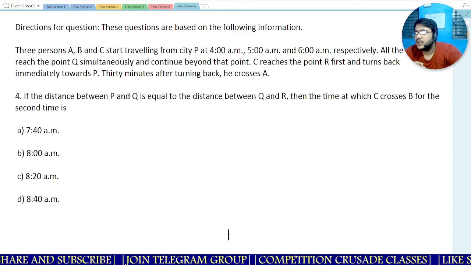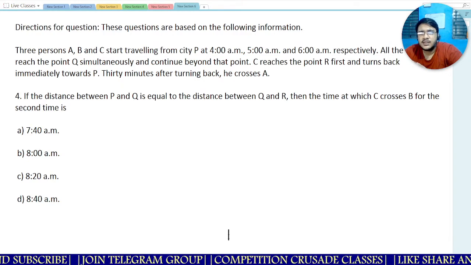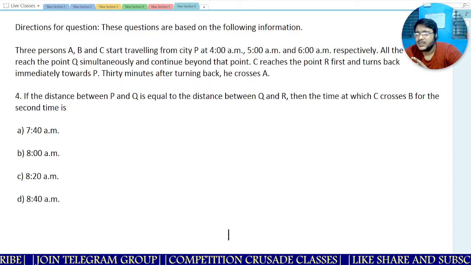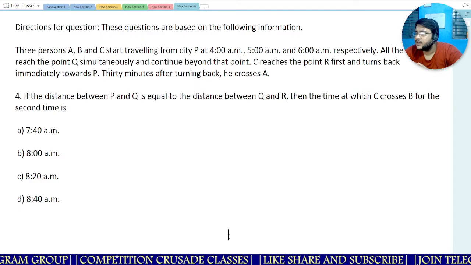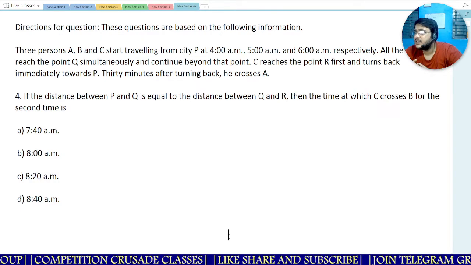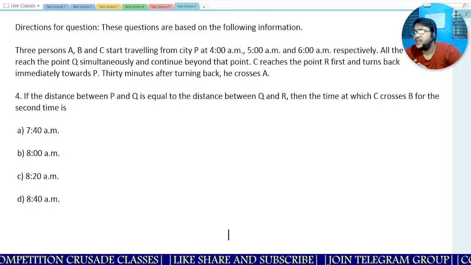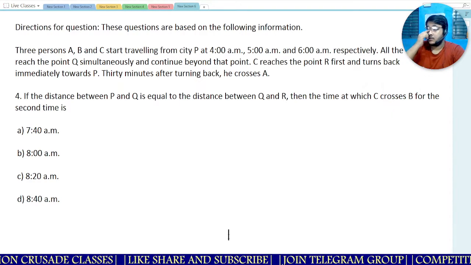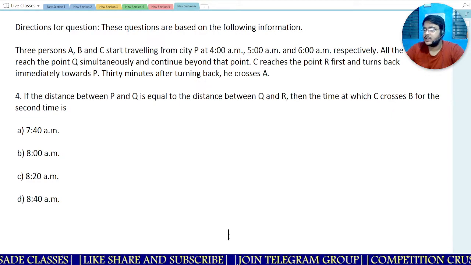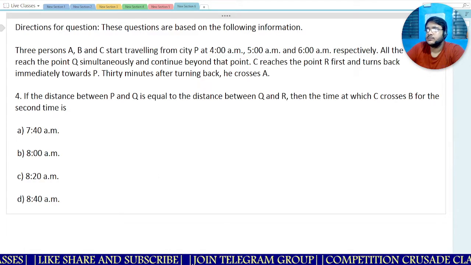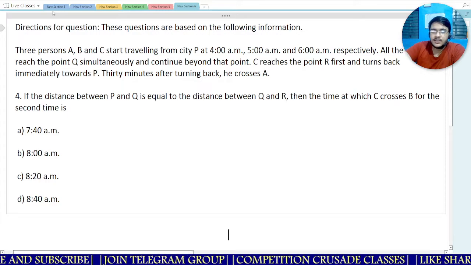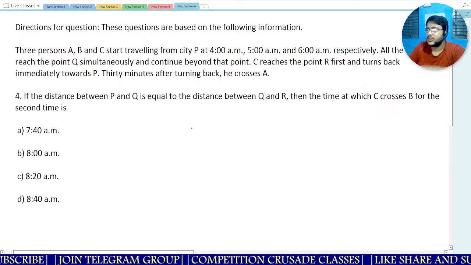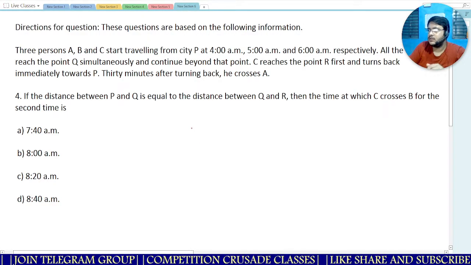The question is asking: if the distance between P and Q is equal to the distance between Q and R, then the time at which C crosses B for the second time is. So this is an interesting one. Let me see if I can explain it.